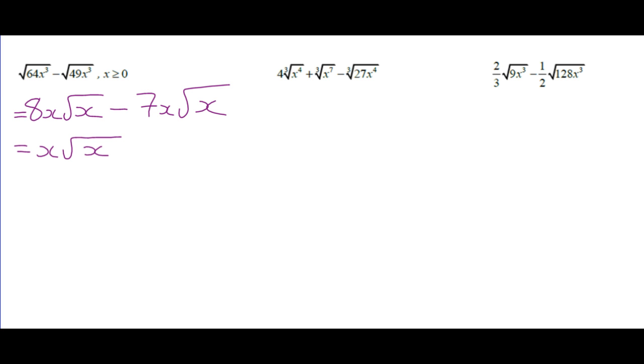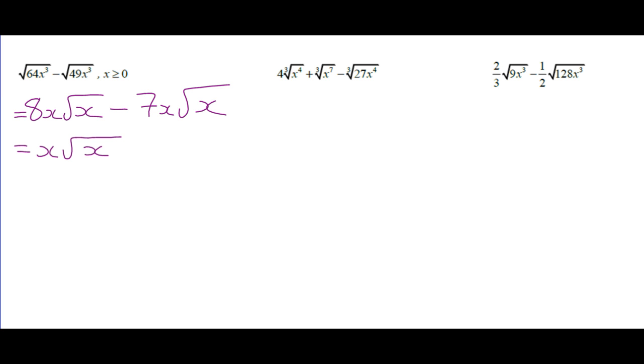We've got 8x minus 7x is 1x root x. Okay, 4 cube root of x to the 4th plus the cube root of x to the 7th minus the cube root of 27x to the 4th. Now, if they are all like radicals, and I think maybe they will be, I think they're all going to end up with a cube root of x underneath. Then we can add or subtract them.